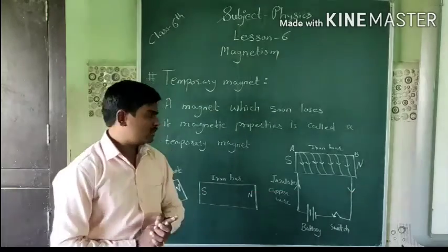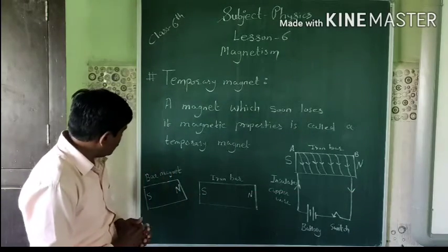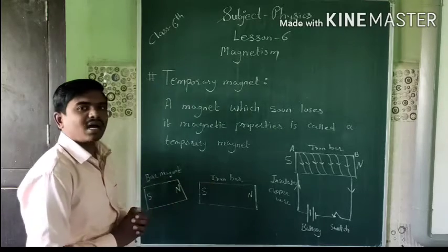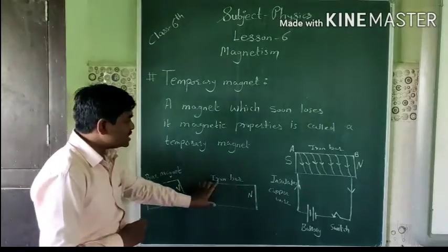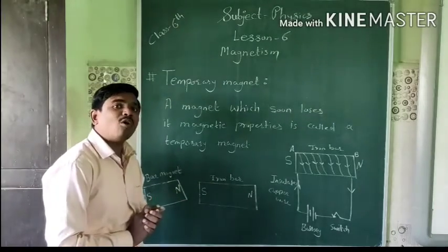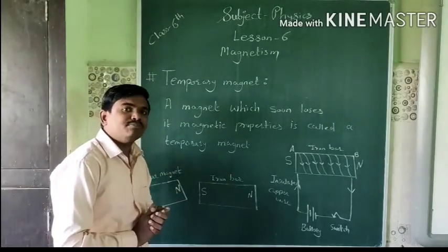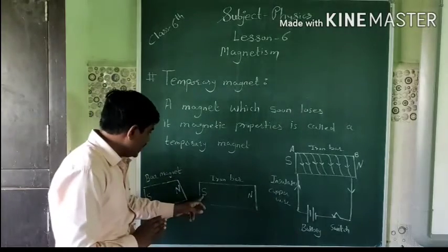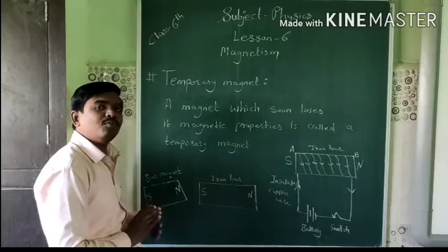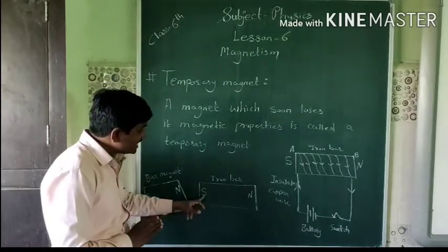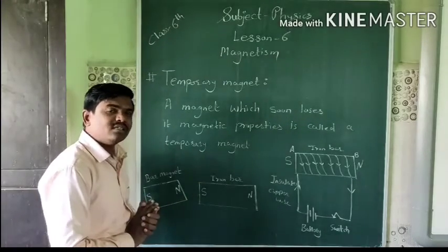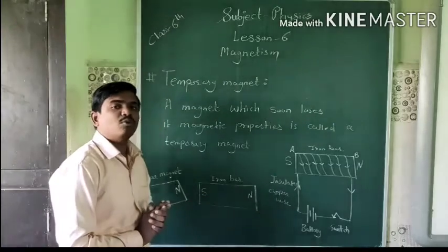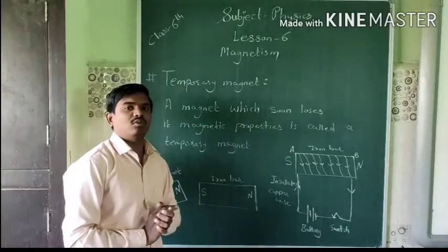For example, when you keep a bar magnet near this iron bar, this iron bar gets the properties of a magnet and behaves as a temporary magnet. The end near the north pole of the bar magnet gets the south polarity, that is south pole, and this end gets the north polarity, that is north pole.